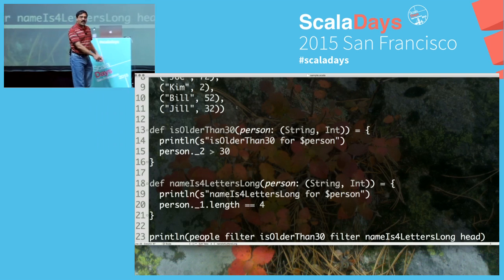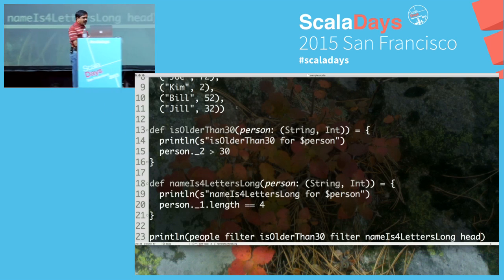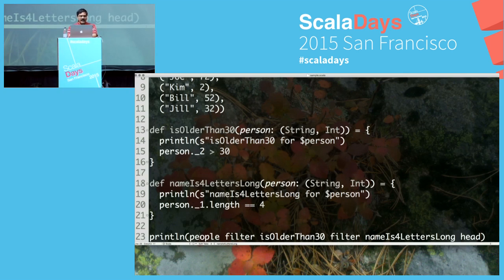Well, that's what this code is doing. It runs off and does all the work right away. Let's see what really happened. We said people filter this is older than 30.